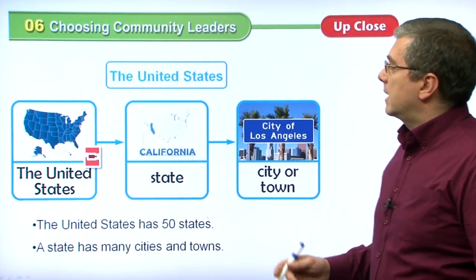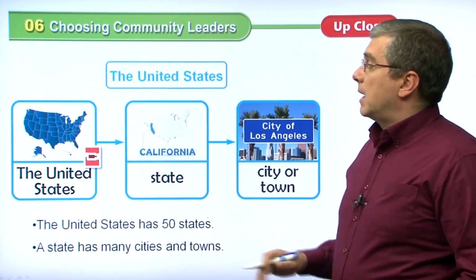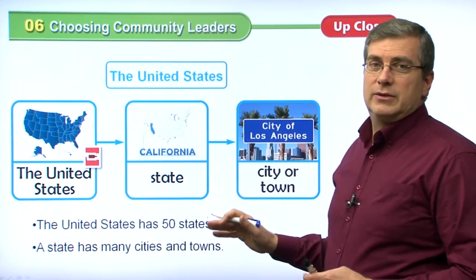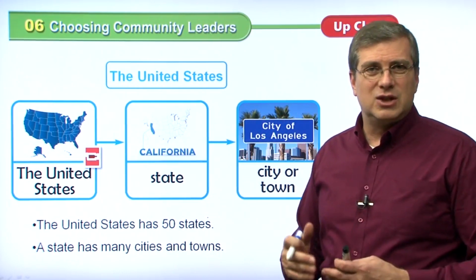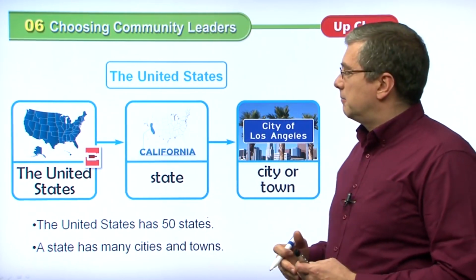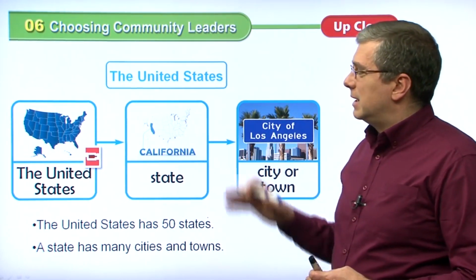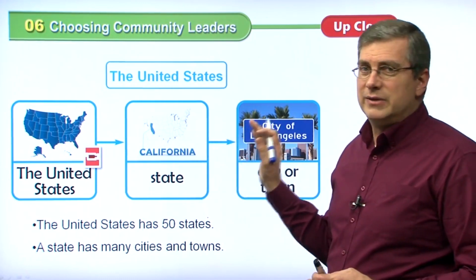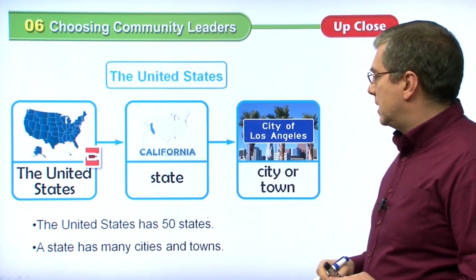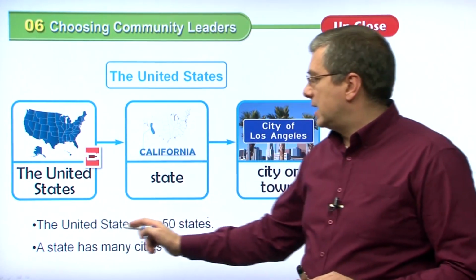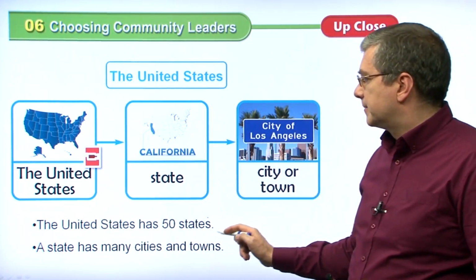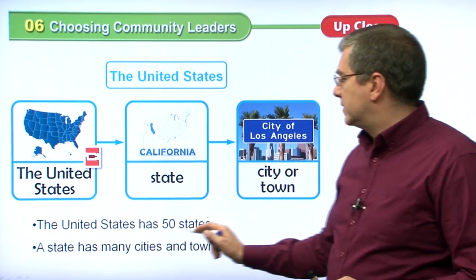Okay, let's take a look here at a chart. Now this is particular to the United States, right? We've been talking mostly about elections and making decisions for leaders, and most of what we've been talking about is particular to the United States. When we take a look at the United States, we can see a couple of fun facts on the bottom. One, the United States has 50 states. And we see a state has many cities and towns.